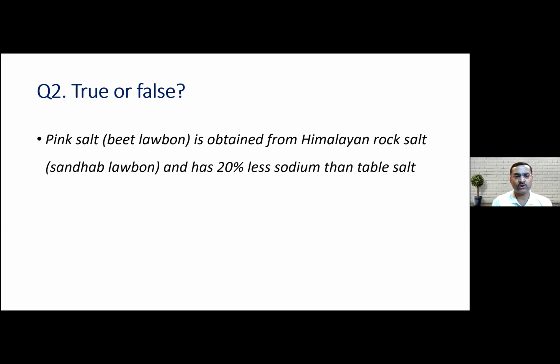is that pink salt, or what is popularly known as beet noon or beet lobun, is obtained from Himalayan rock salt, which is again popularly known as Sandhab noon or Sandhab lobun. And pink salt as well as Himalayan salt have 20% less sodium than common table salt. So you have a statement in front of you, which is that pink salt is obtained from Himalayan rock salt and it has 20% less sodium than table salt or common salt, which is available widely commercially.